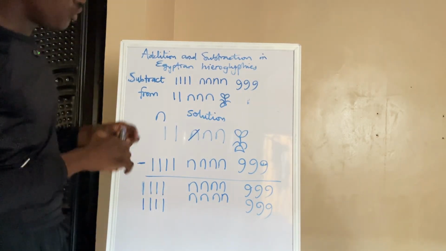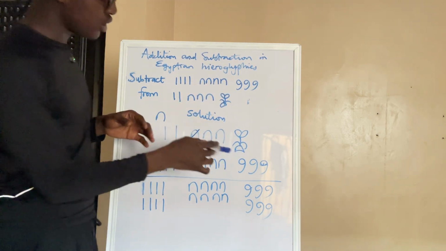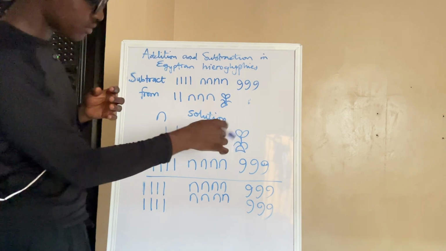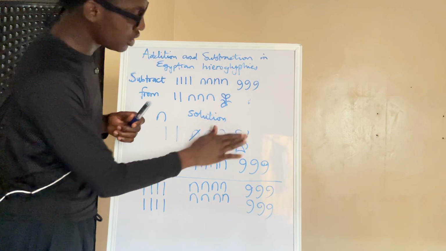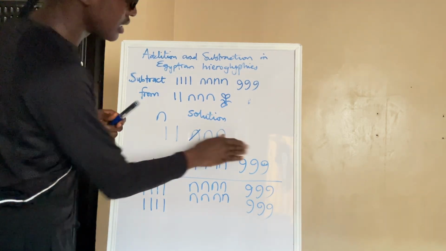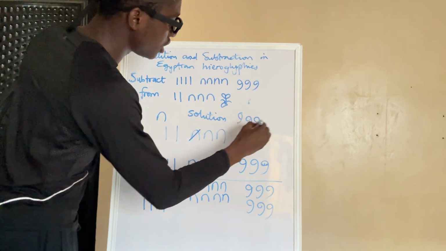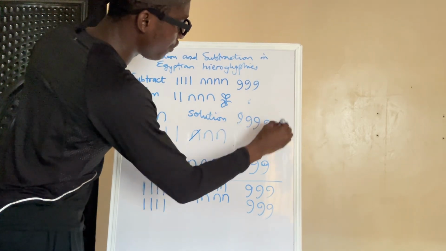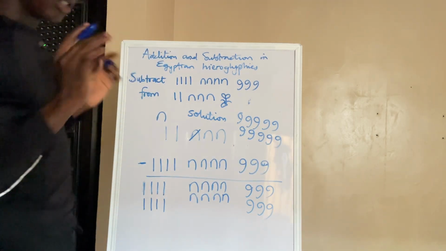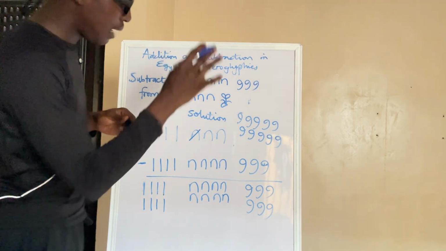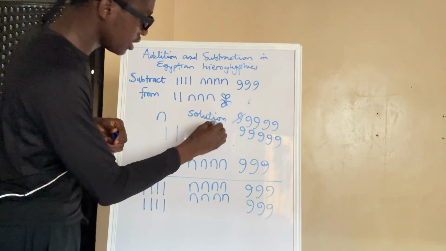So we're going to borrow from this 1000. We're going to break this 1000 into 10 hundreds, right? Let me clean it so you can see what I'm doing. So I'm going to break this 1000 that was there before into 1, 2, 3, 4, 5, 6, 7, 8, 9, 10. You agree with me that I can do that, right? So I'm now going to borrow one of these, so cancel this and bring it here.